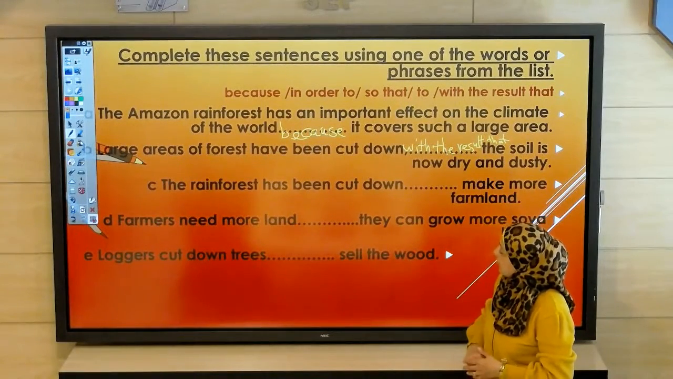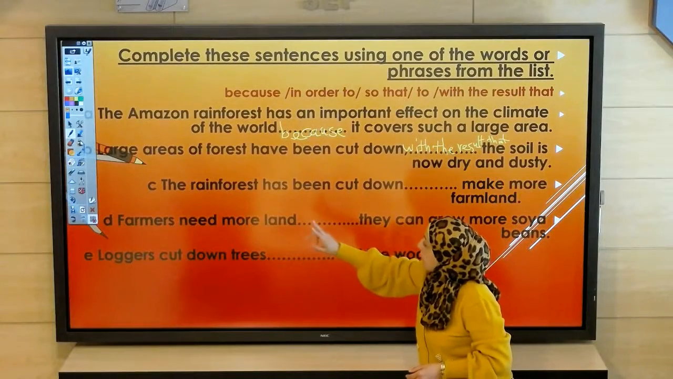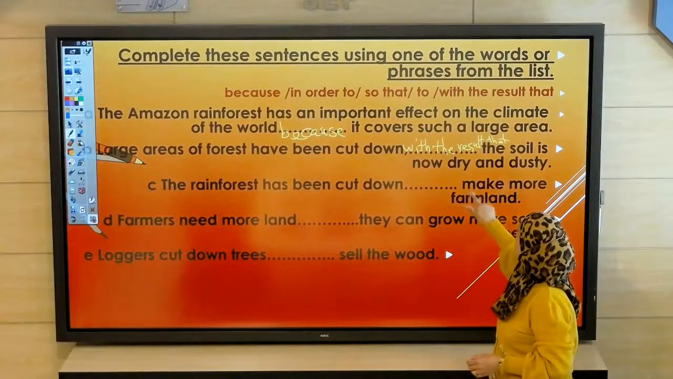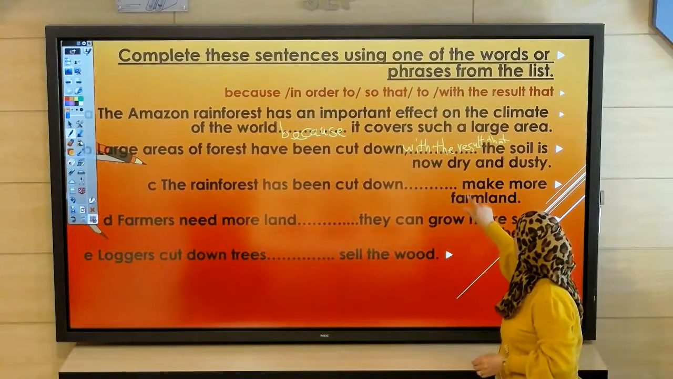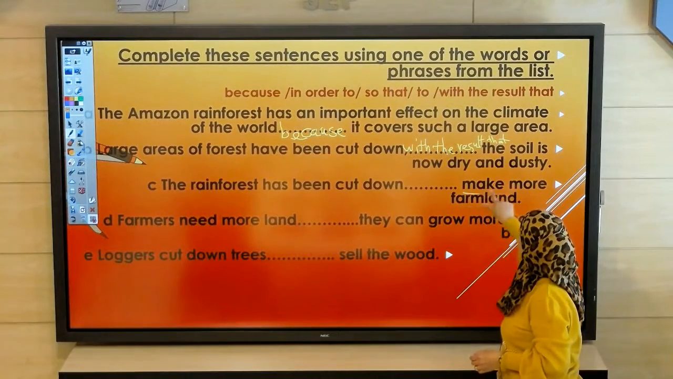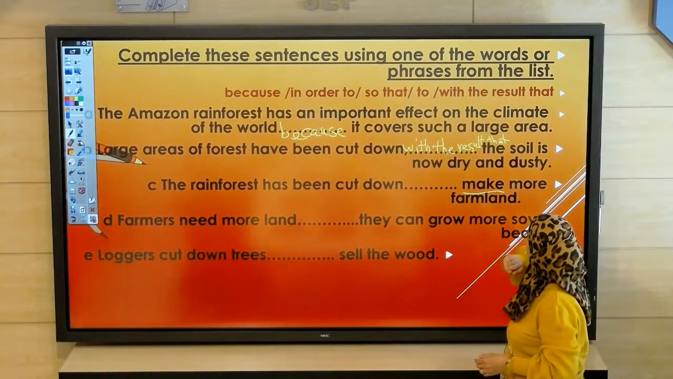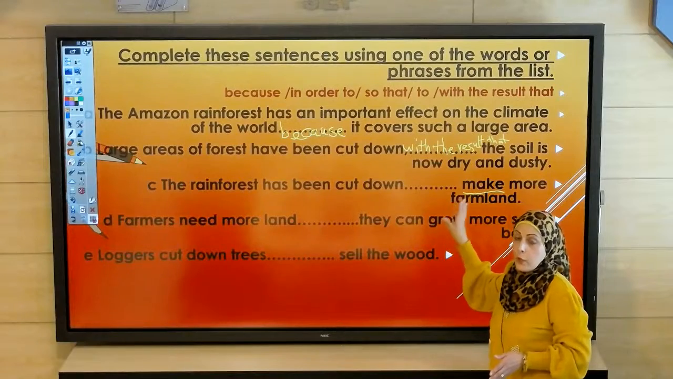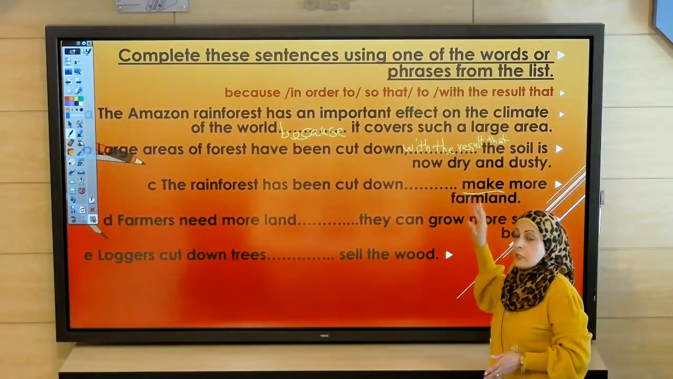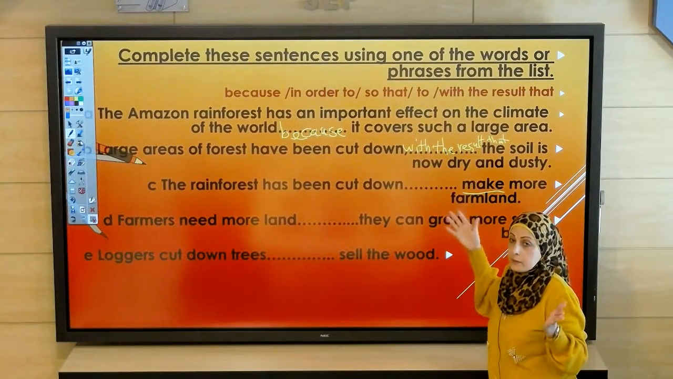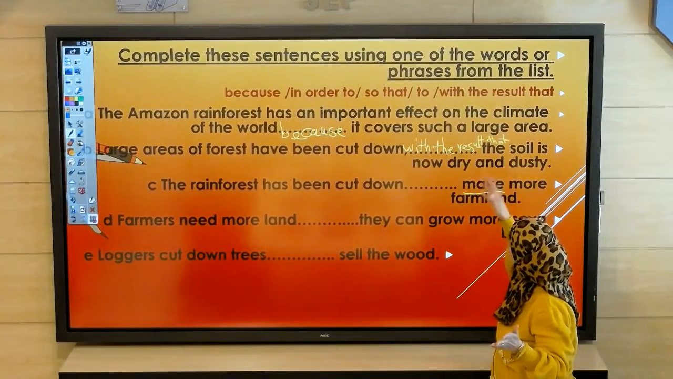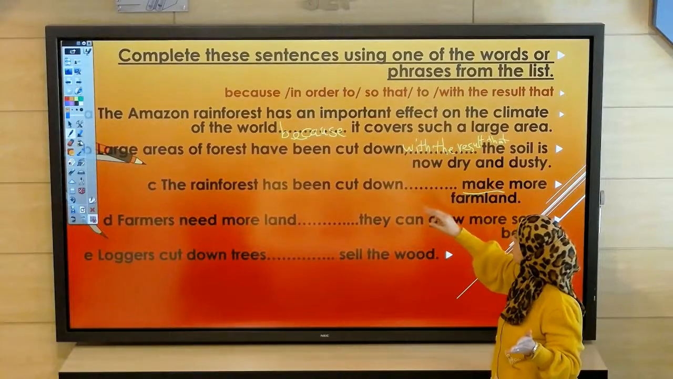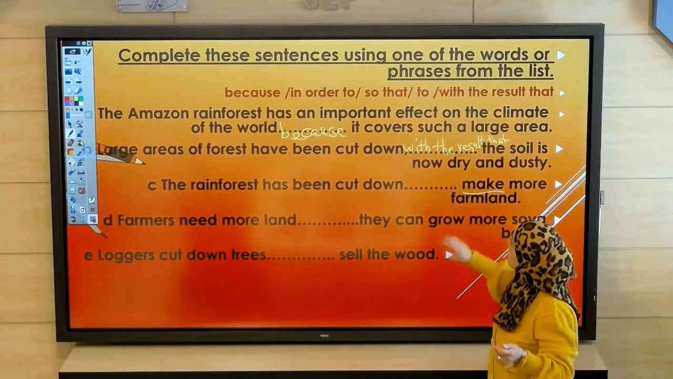Now let's move to the other sentence. The rainforest has been cut down. Make. Notice here, make more farmland. Here we don't have a clause. We have here an infinitive. So what is the suitable phrase here? The rainforest has been cut down in order to or to.